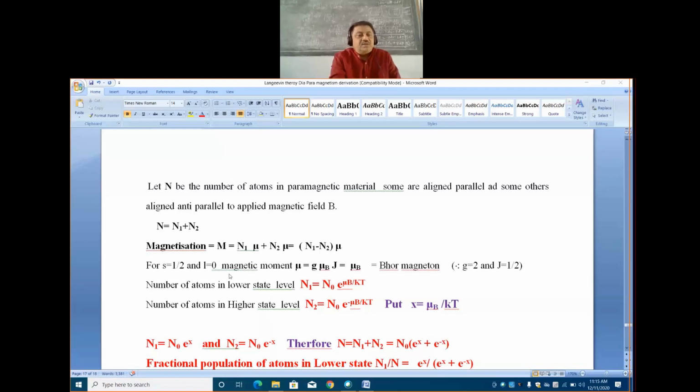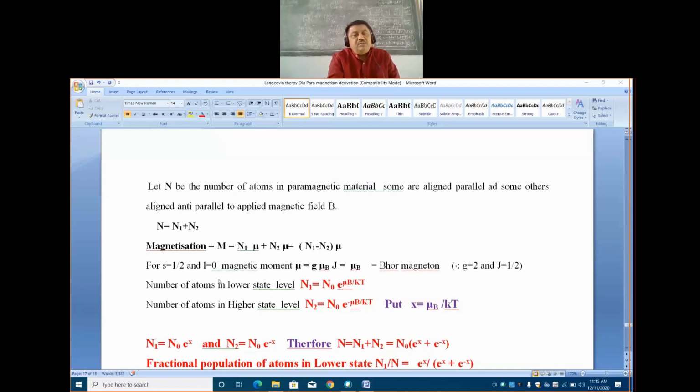Now, you put the condition S is equal to half, L is equal to 0, in the expression mu is equal to g mu B J. So this is equal to mu B, which is a Bohr magneton, because g is equal to 2 and J is equal to half. Therefore, the magnetic moment becomes mu suffix B. It is a Bohr magneton, the basic magnetic moment of the electron.